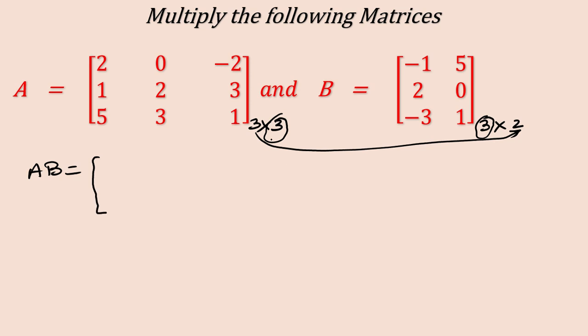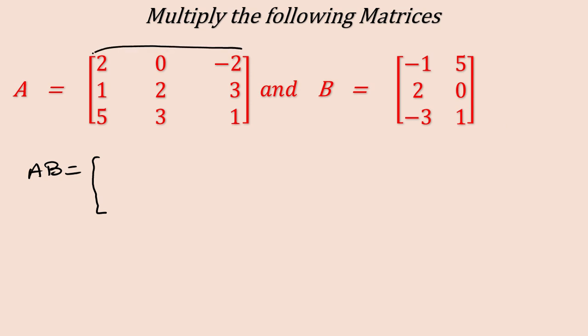So how will you find the elements? Now how will we multiply them? Just try to understand. Consider one row from the first matrix and one column from the second matrix. Remember, in the first matrix we take rows and in the second matrix we take columns.